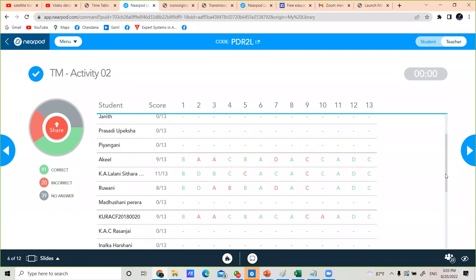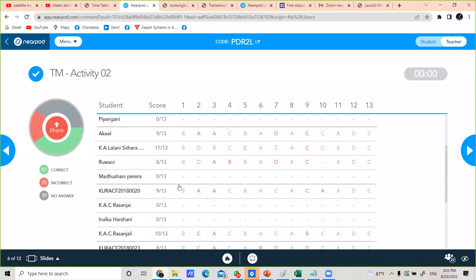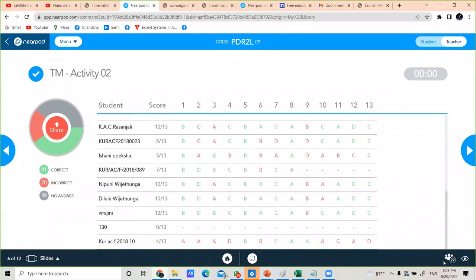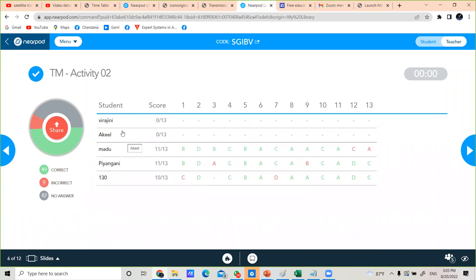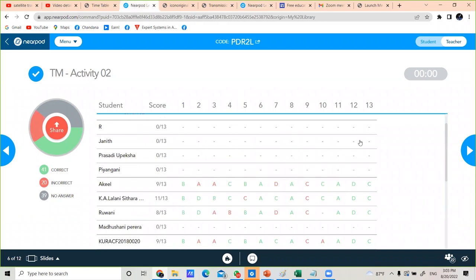Akhil completed. Then Madhushani, no answers, not even a single question. Rasanjali, I think previous activity she also did, but this one not attending. Inalka also not attending. Right, then 130, who is that number? Don't give the number when you are giving your identity from next time. Please use your name. Then in the other group, there are two students not giving answers, Virajini and Akhil. Right, Akhil is in the other group, I think.